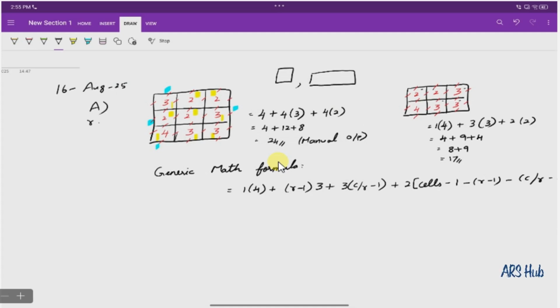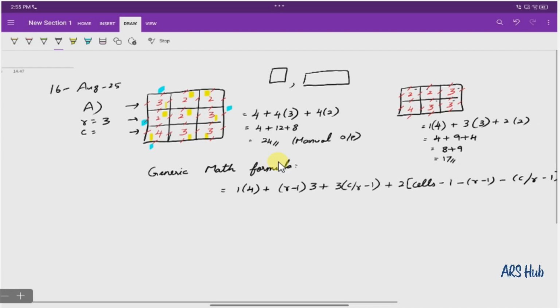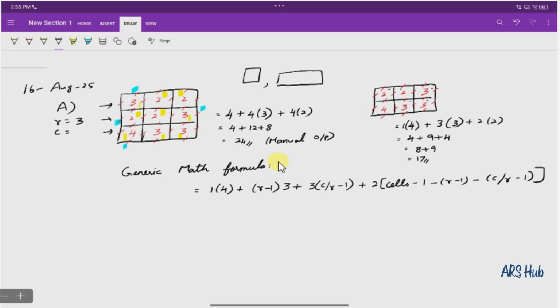Let's take the example of this 3 cross 3 matrix with 3 rows and 3 columns, here defined as A, B, C. The cells count is the multiplication of the rows and columns, basically it is 9, and the cells per row, C by R, is equal to 3, as we have 3 cells in a particular row. So these are the parameters for A.